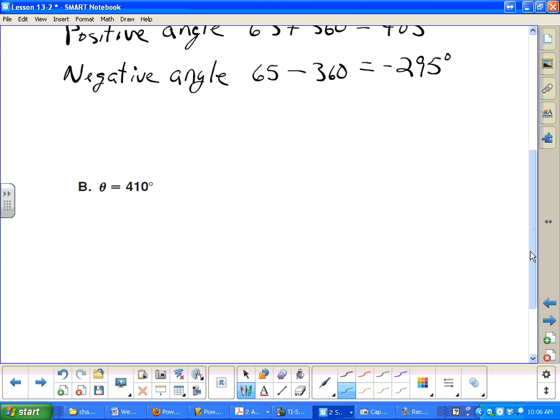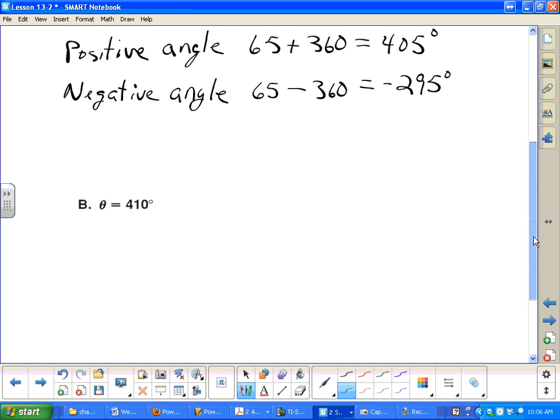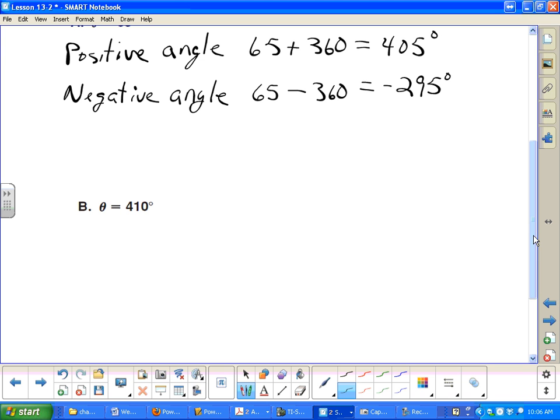Okay? Letter B. Here we have an angle that's 410 degrees. We need to find a positive and a negative angle that are coterminal with that. We could do the same thing for a positive: we could add 360 degrees. So we get 770 degrees. That would be a positive angle.